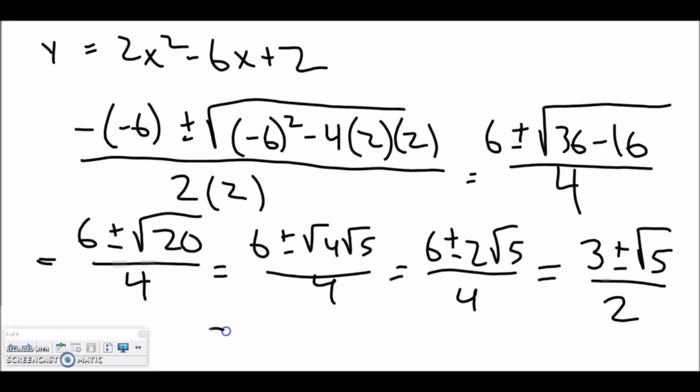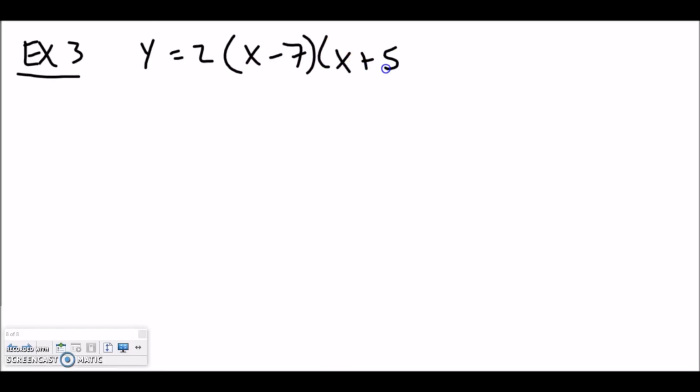Or as a decimal, 2.62 and 0.38. And that's how we find our x-intercepts. And again, that should look pretty similar to things we have been doing already. Let's do one more example, example 3, and of course it has to look a little different.